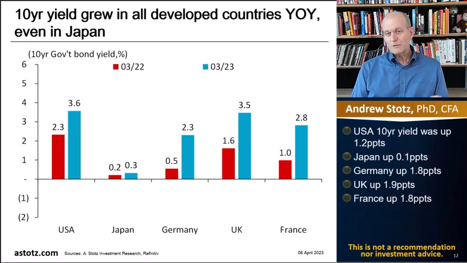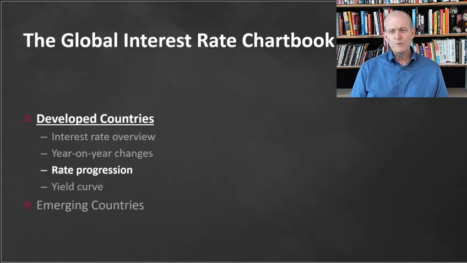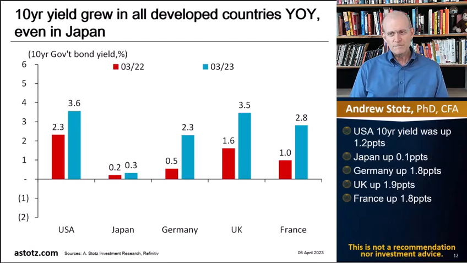UK has gone from 1.6 up to 3.5, and that's up 1.9 percentage points. That's the largest increase on a percentage points basis. And France is up from 1 to 2.8. That's 1.8 percentage points increase.